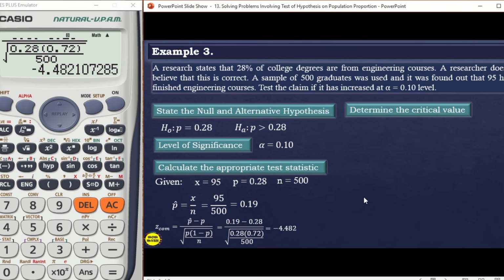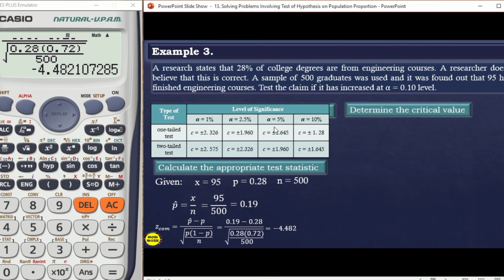So after that, determine the critical value. So nabanggit ko kanina na ito ay one-tailed test, right-tailed test by the way. So kasi nga, greater than yung symbol natin sa alternative hypothesis. So gamit yung table natin. So right-tailed test, so sa one-tailed test tayo. So positive yung sign. And then yung alpha level natin dito is 0.10. So sa 10% tayo titingin. Ibig sabihin, yung critical value natin is 1.28.